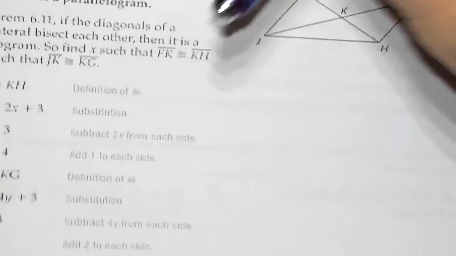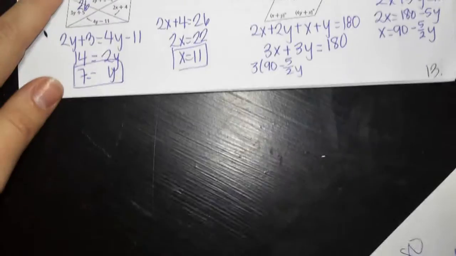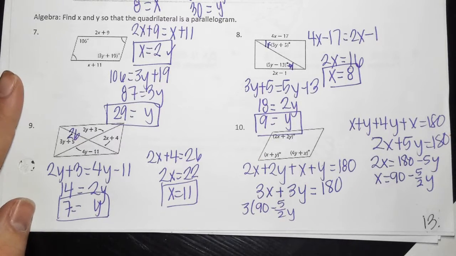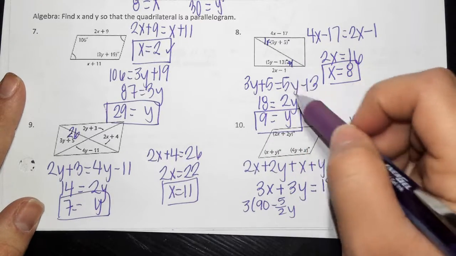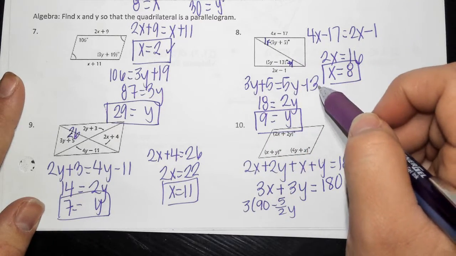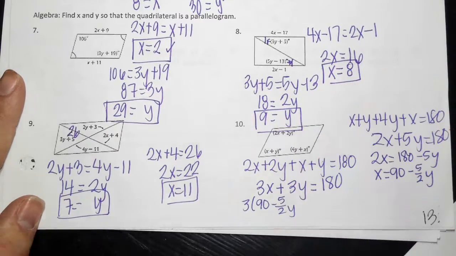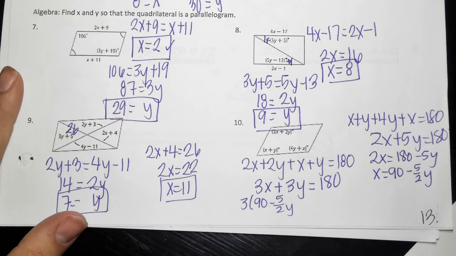Okay, let's check the other three real quick. Okay, check 7, 8, 9. Well, I got 2, 29, 8, 9, 7, and 11. How'd I get 9 right here? 3y plus 5 equals 5y minus 13. So I subtracted 3 and got 2, added 13 and got 18, divided by 2. Good on those three?